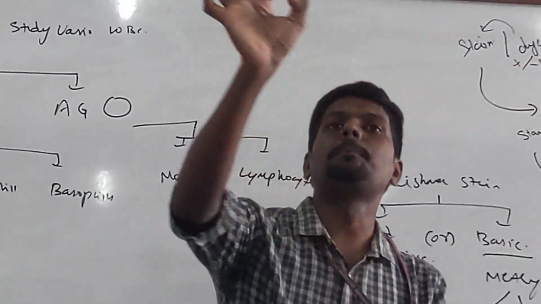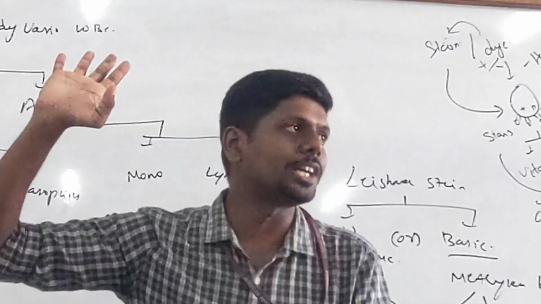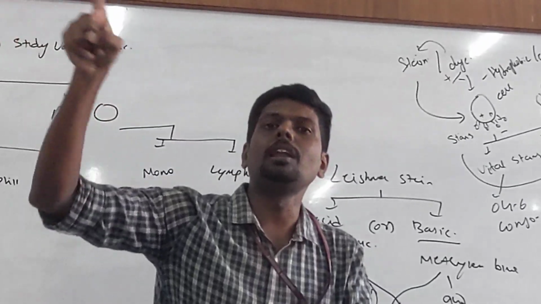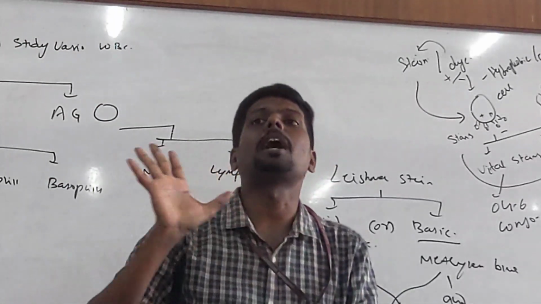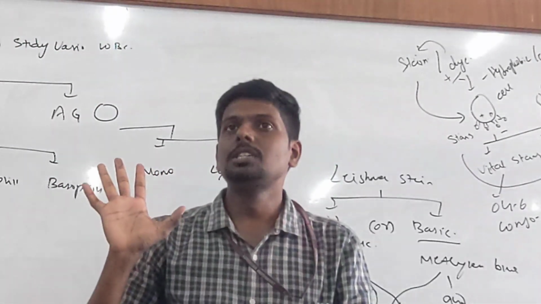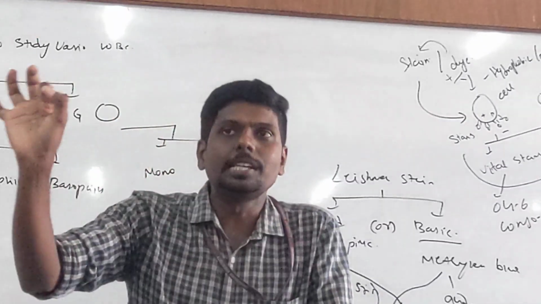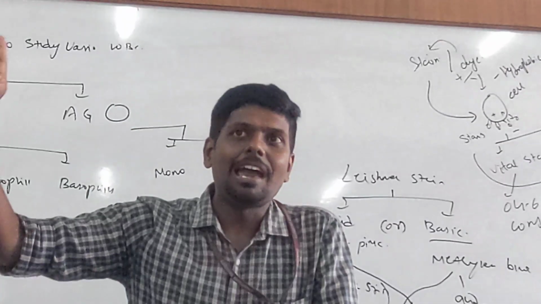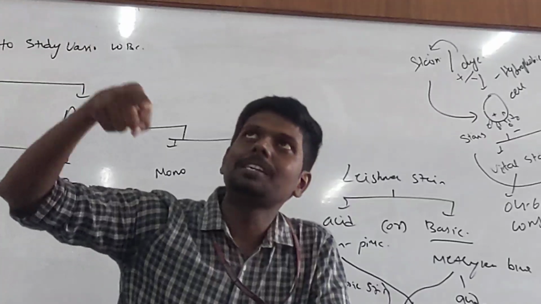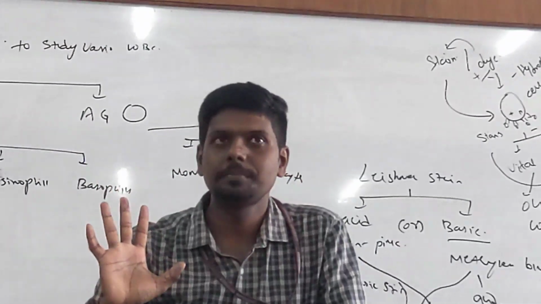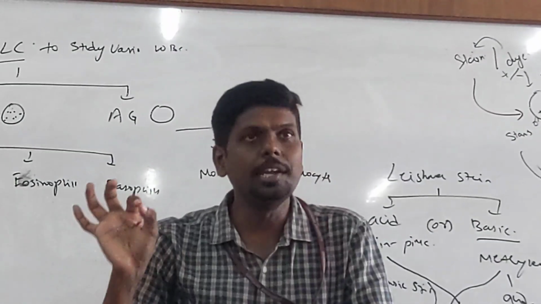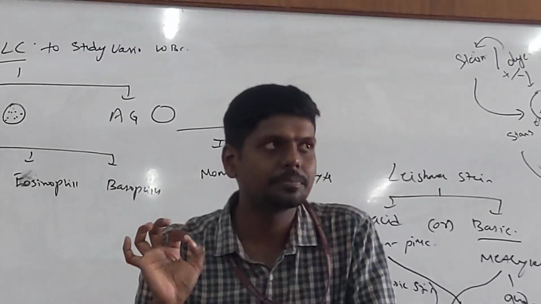That is the principle of stains. A basic dye will bind with the acidic part of the cell, and the acidic dye will bind with the basic part of the cell. So acidic stains are always cytoplasmic stains, and basic stains are always nuclear stains. Clear? Yes. Any more doubts in this concept?